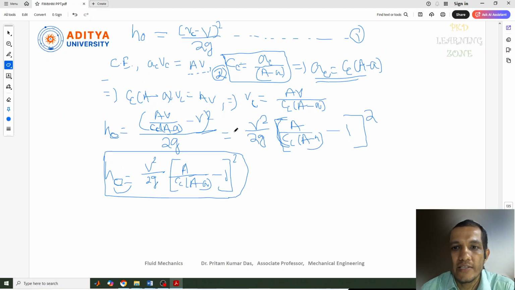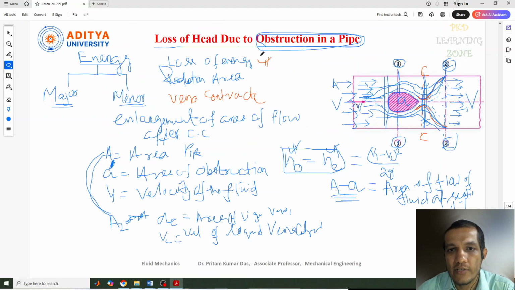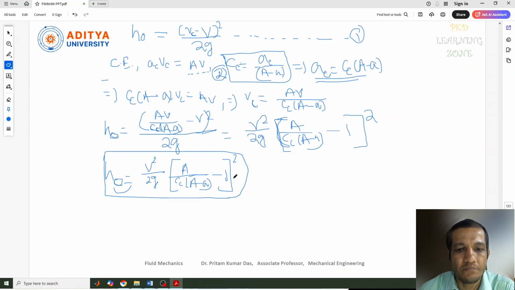I hope you understand this concept. This is also a similar kind of concept to the head loss due to the expansion or enlargement in the pipe, because from there only we have taken this equation and just identified some values here. That's it.